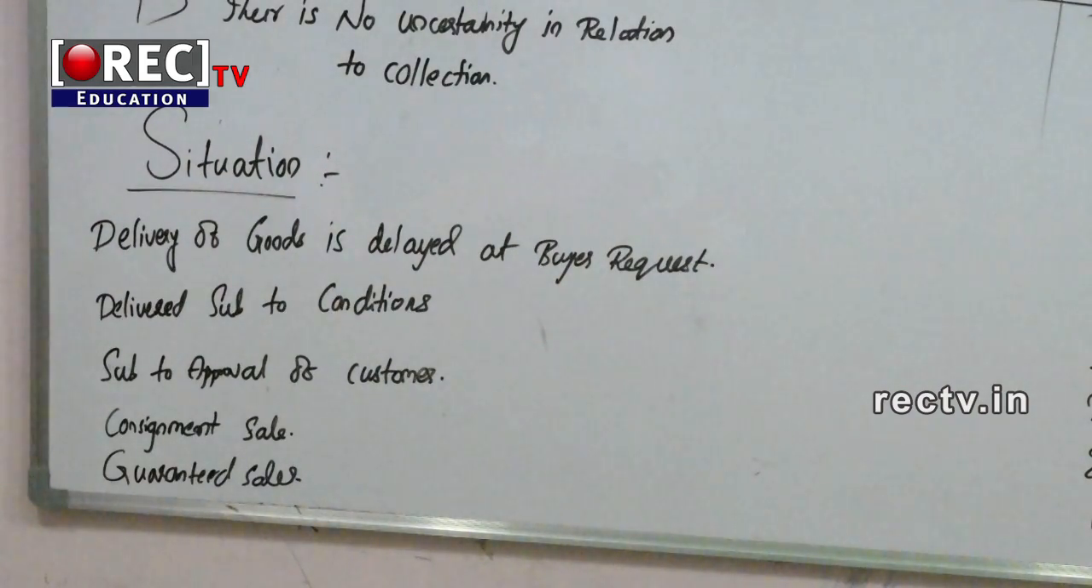And what about guaranteed sales? Guaranteed sales means goods are delivered by giving an unlimited right of return to the buyer. So here the seller has given the buyer the ultimate right to give the goods back if they don't work. It depends on the substance of the agreement.